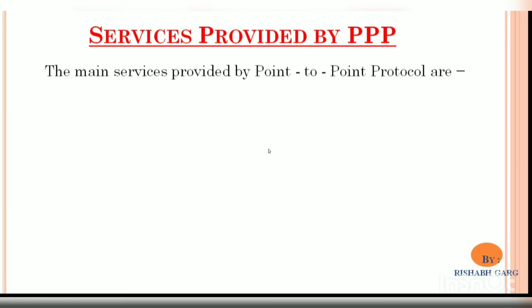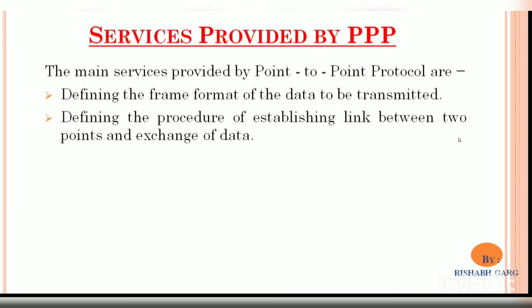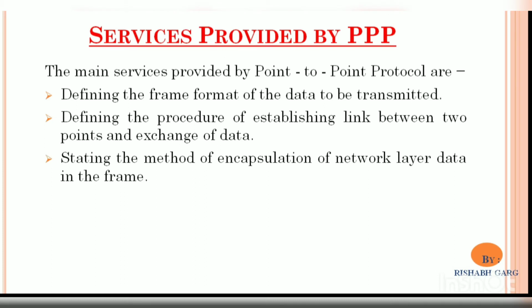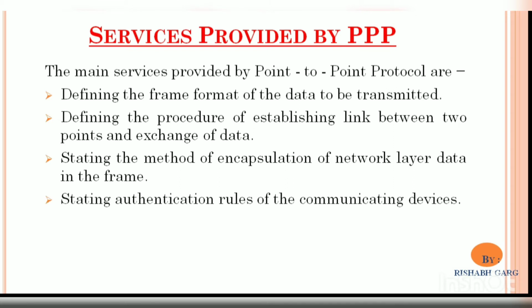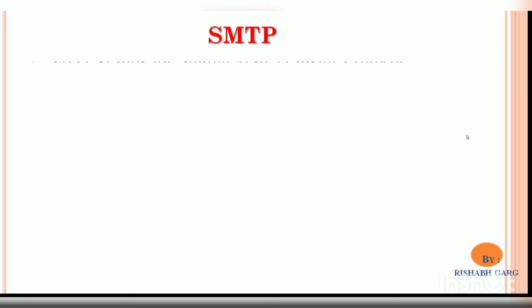So the main services provided by point-to-point protocol are defining the frame format of the data to be transmitted, defining the procedure of establishing link between two points and exchange of data, stating the method of encapsulation of network layer data in the frame, stating authentication rules of the communicating devices, providing address for network communication, and providing connection over multiple links.